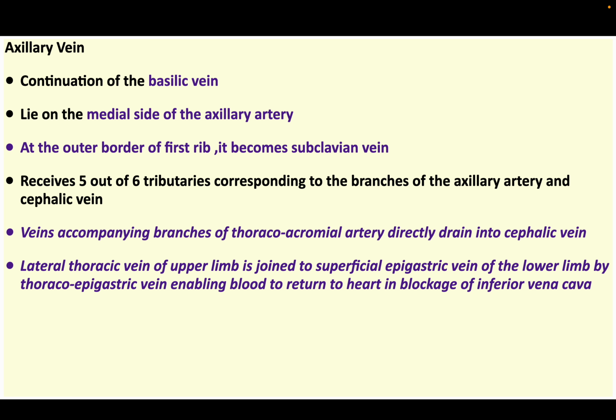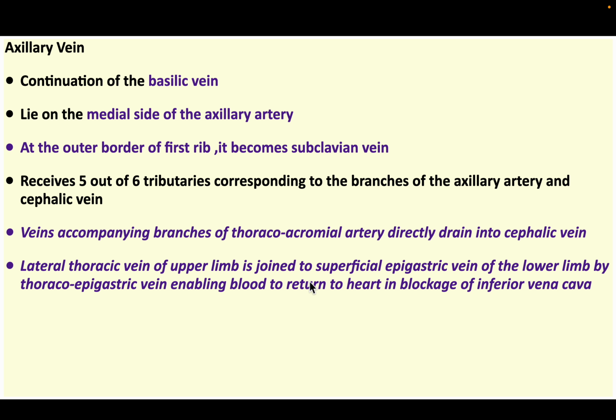Now, a short description of the axillary vein. It is the continuation of the basilic vein, that is important. It lies on the medial side of axillary artery, that we know from the relations. At the outer border of the first rib, it becomes the subclavian vein. It receives 5 out of 6 tributaries corresponding to the branches of the axillary artery, and the cephalic vein. Why is it just receiving 5? Because the veins accompanying the branches of the thoracoacromial artery directly drain into the cephalic vein.